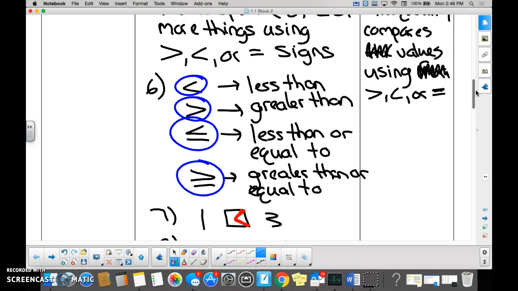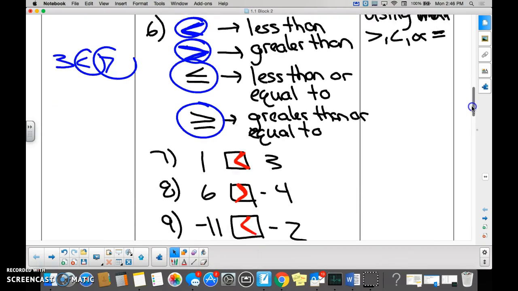Wonderful. And remember, the open side of the alligator mouth is the side that is the bigger number, right? So if we have 3 is less than 7, what's the bigger number? 7, because the alligator wants to eat the bigger number, right? Okay, cool. Okay, moving on.